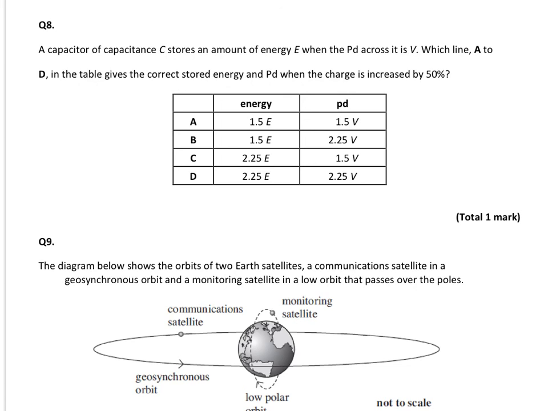So for a constant capacitor, Q is told you has been multiplied by 1.5, which means that V would also be multiplied by 1.5. So for constant capacitance, charge is directly proportional to potential difference. So that means it's going to be either A or C for the potential difference. And then if you think about it, if E equals QV over 2, it's going to end up being 1.5 multiplied by 1.5, which is 2.25. So that's that one, giving you an answer of C.